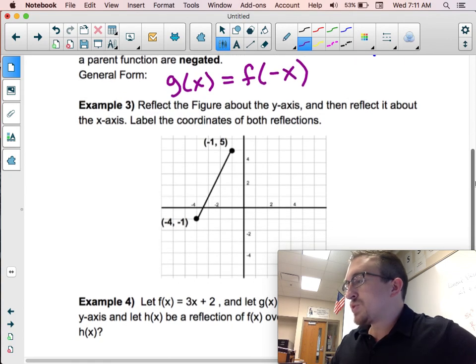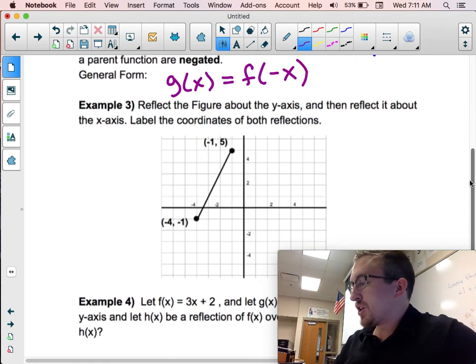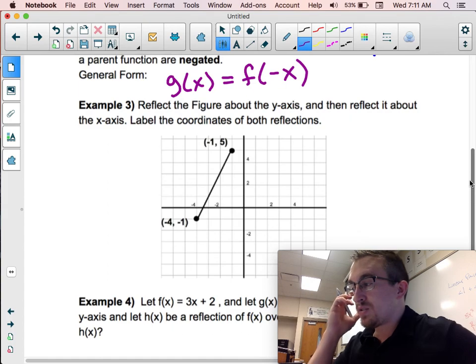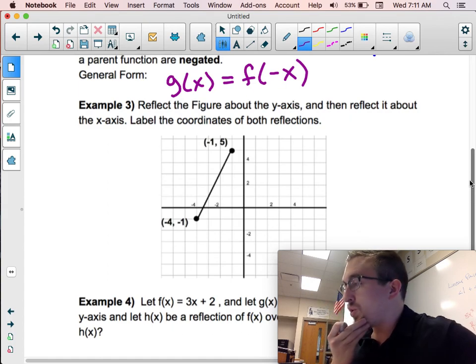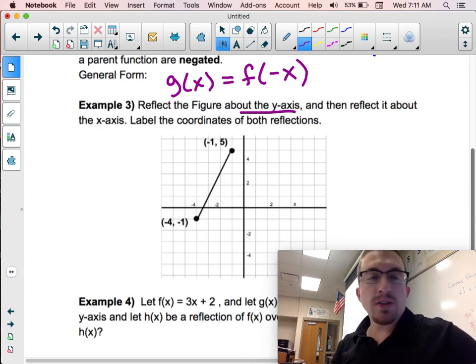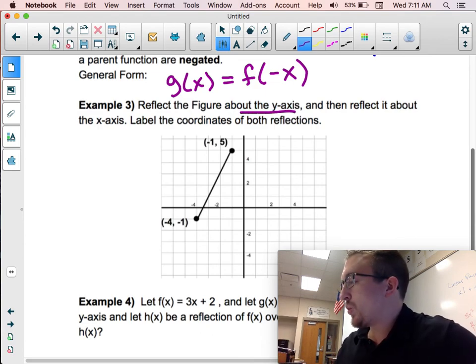Let's try both of these in one. Reflect the figure about the y-axis below. You can see I just have a segment with endpoints (-1, 5) and (-4, -1). First reflected about the y-axis, then reflected about the x-axis. So let me reflect it about the y first.